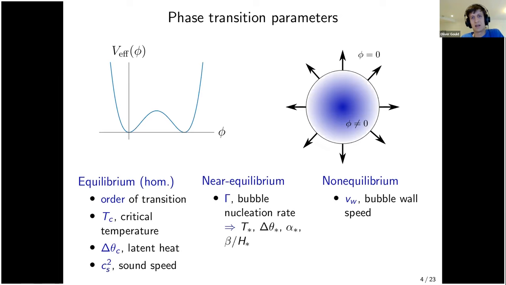In addition, the bubbles, which actually characterize the dynamics, are somewhat out of equilibrium because a system with bubbles in it being produced is out of equilibrium. So the bubble nucleation rate, which is crucially important for this gravitational wave signal, is a near equilibrium quantity, which we need to calculate. And then a little bit further from equilibrium is the bubble wall speed. That's the asymptotic speed that bubbles reach as they grow.